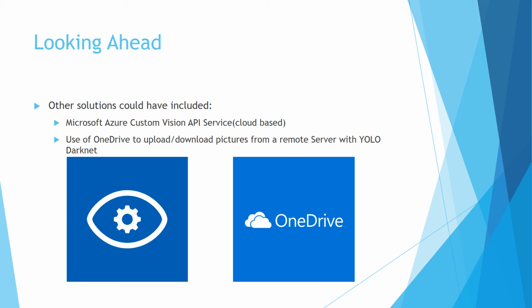The last option we could look at in the future was possibly the use of OneDrive to upload and download pictures from a remote server with YOLO Darknet. This would consist of creating an app on the HoloLens that accessed OneDrive, and when it uploaded a picture or downloaded a picture, the server on the desktop could automatically run YOLO in the background and send the corresponding picture back up to OneDrive so you could open it up on the HoloLens.